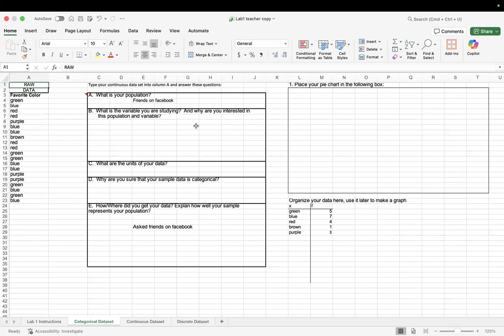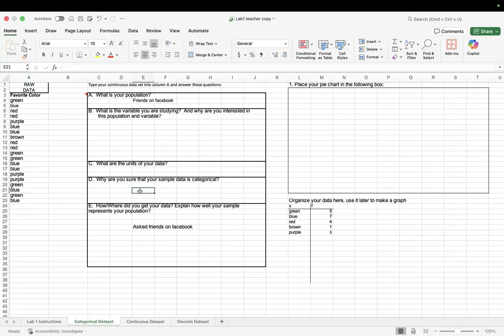The units of my data, now categorical really doesn't have units. So units are things like feet, pounds, ounces, dollars, things like that. But you can put the word color in there, or you can just say no units or NA. I want you to acknowledge that you've seen that box and that you don't have units.